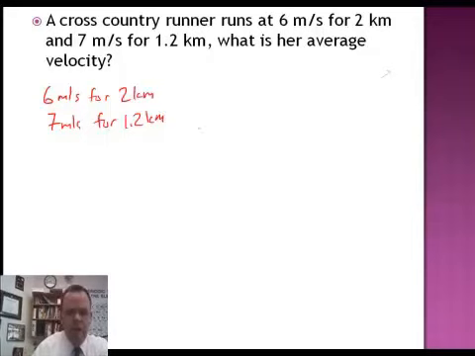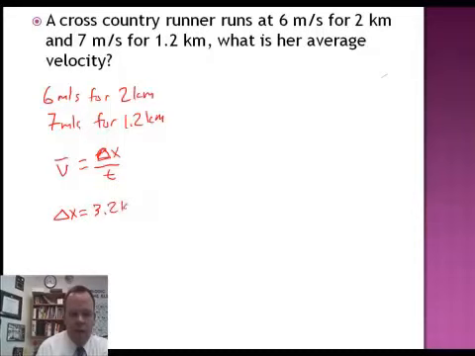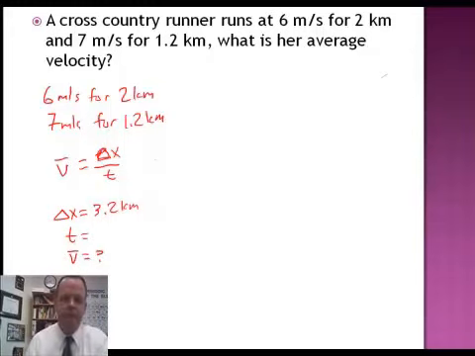Now remember that our equation that we're looking at, average velocity equals displacement over time. For each of these, we're going to need to solve for the time, because we need to find out the total displacement of the runner. That's pretty easy, 3.2 kilometers. So this runner is going to run 3.2 kilometers. The question is, what time do they run for? And more importantly, what is their average velocity?